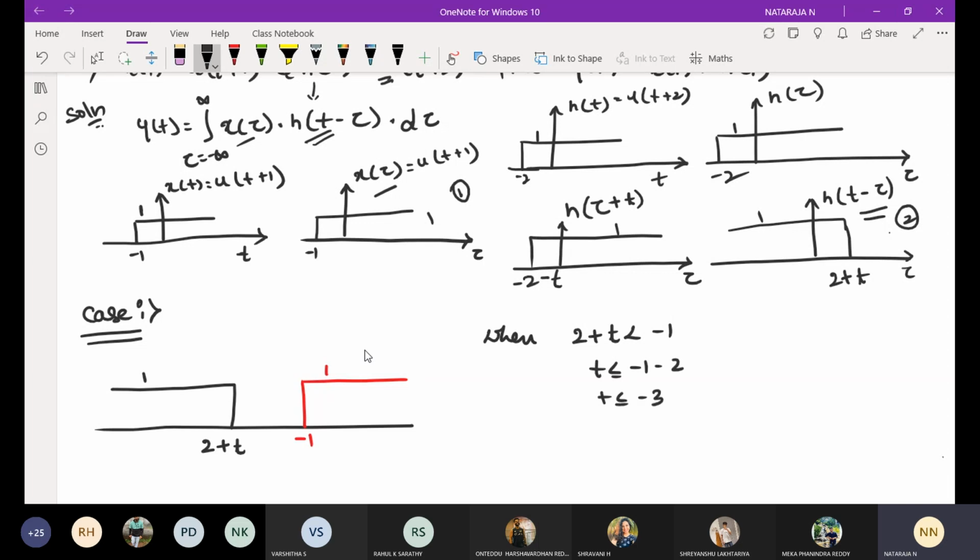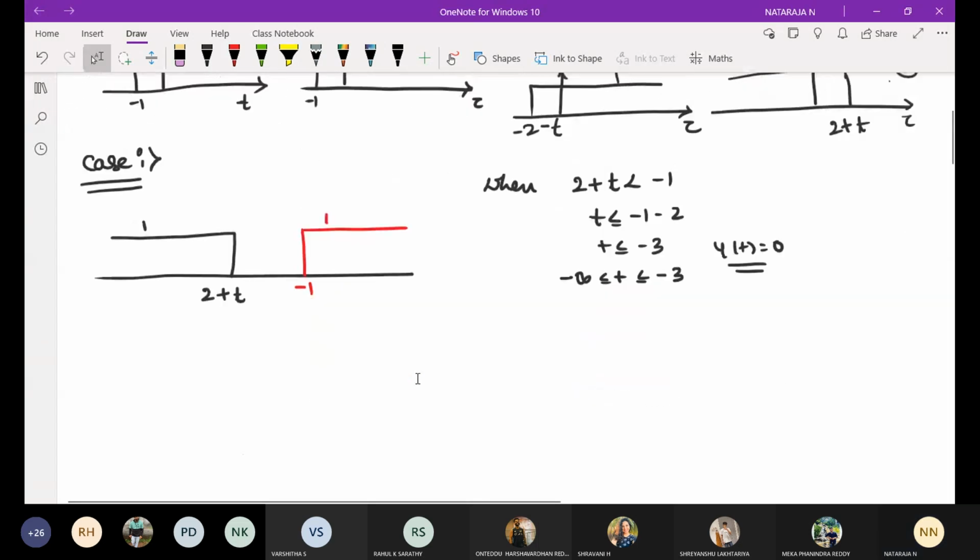Okay, these are my two different signals. Now I need to check the condition. I will take here when 2 plus t is less than minus 1. If I send this to the right side, you will get t less than minus 1 minus 2, so that t is less than or equal to minus 3. So t lying from minus infinity to minus 3, y of t will be 0. Why? Because the signals will not overlap. If they do not overlap, the output will be 0. If they overlap, then we need to find the output. Okay, so this is case 1.